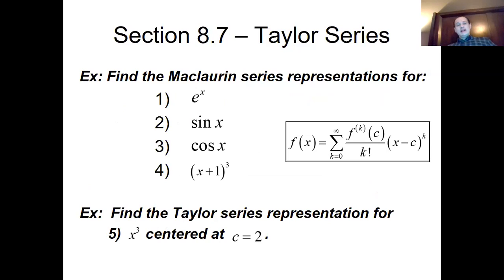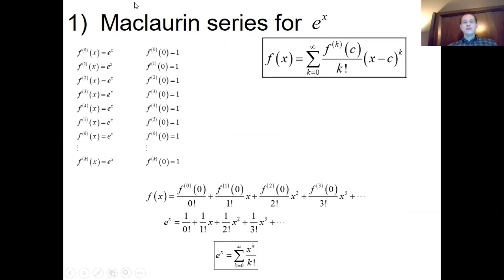So let's see. In pre-calc, I gave you a worksheet, that's a handout that said polynomial approximations. And on 3 of them were e to the x, sine x, and cosine x. And now we're going to see where they come from. Those polynomial approximations were just the Taylor series, and we're going to figure them out from scratch. So here's our example. Number 1, the Maclaurin series for e to the x.